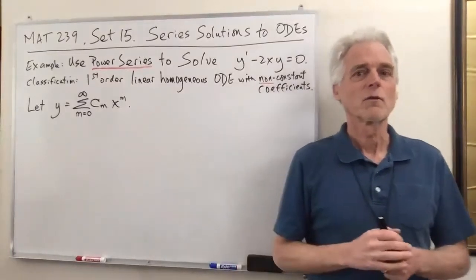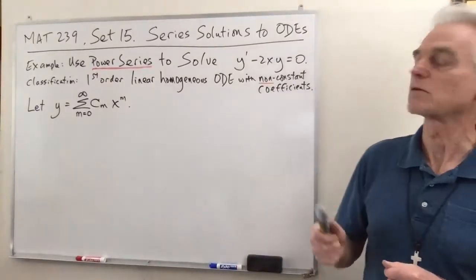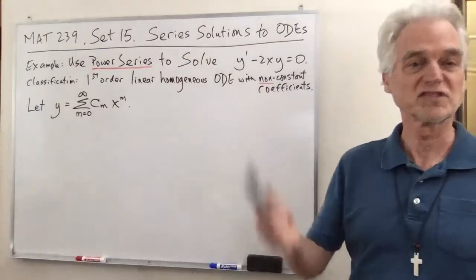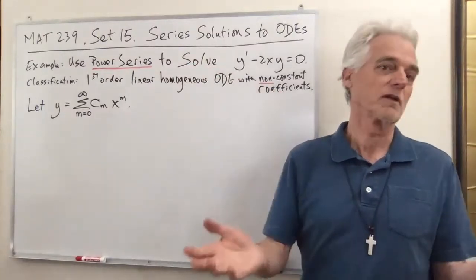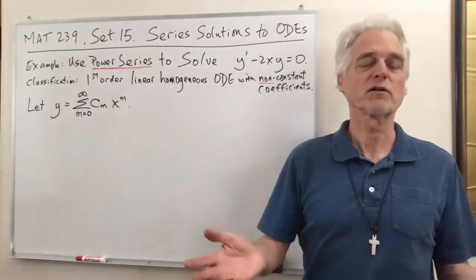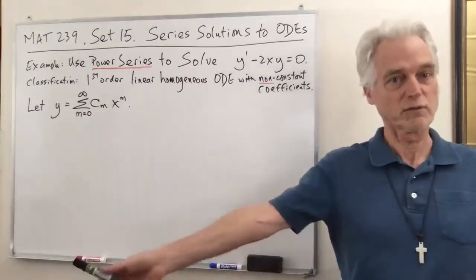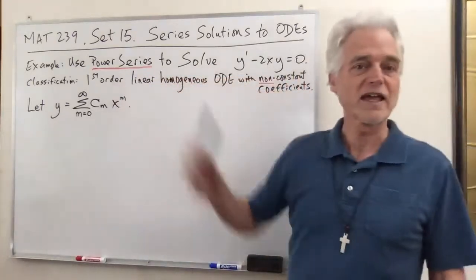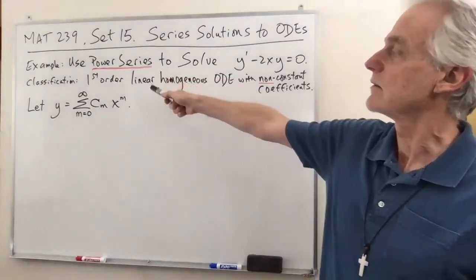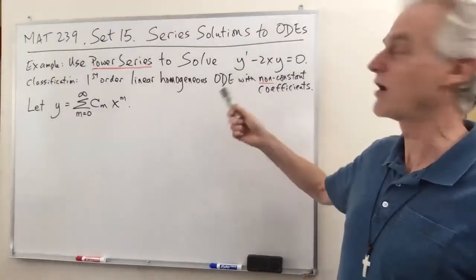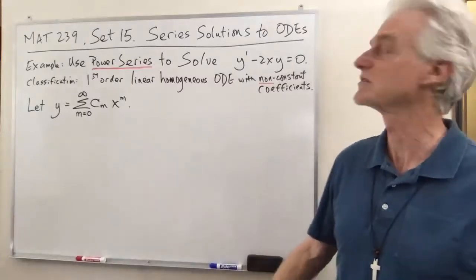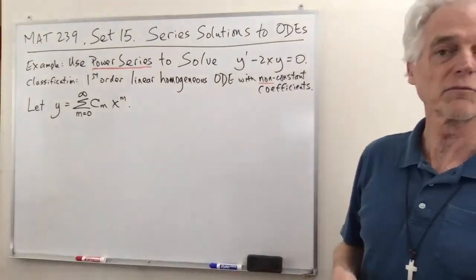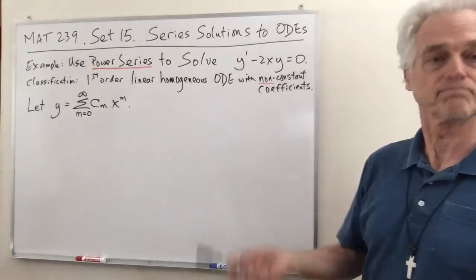Hello. Well, today we start properly the set about series solutions to ODEs. We've talked a little bit about power series and Taylor series in general, and this is what it was all for. Okay. So here's an example of a first order linear homogeneous ODE with non-constant coefficients. So the example is use power series to solve y prime minus 2xy equals 0.